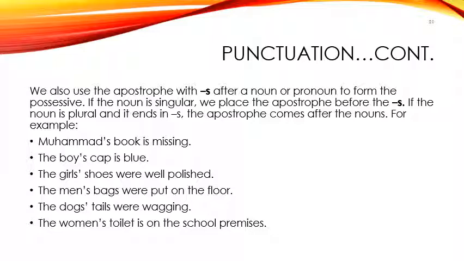That's why the verb is. Girls' shoes were well polished. Can we see? The word girls is plural. That's why apostrophe comes after s. Men's bags were put on the pillow. Can we see? The word men is what? Originally plural, but does not take what? S to indicate its plurality. Therefore, we should have what? Apostrophe before s. Men's bags were put on the pillow.